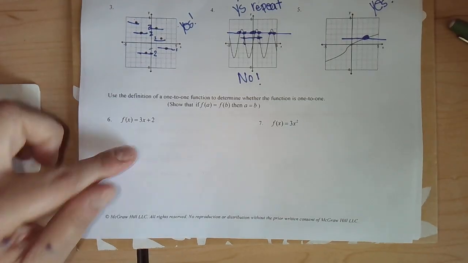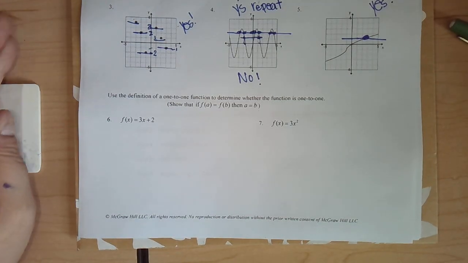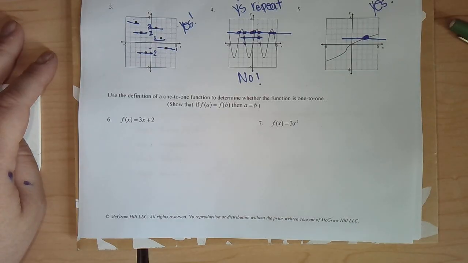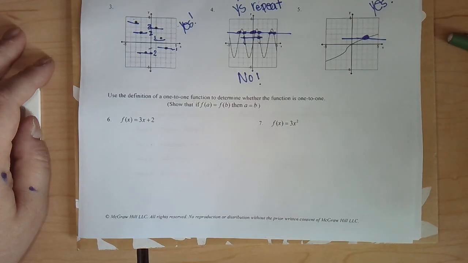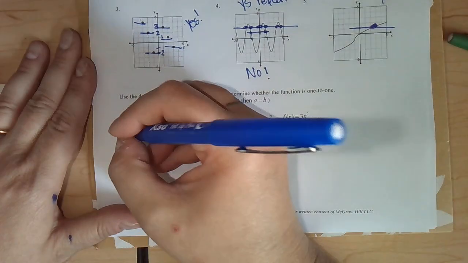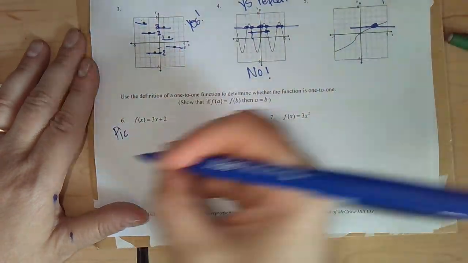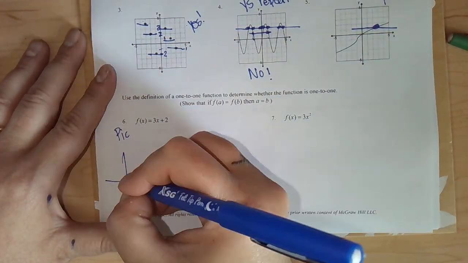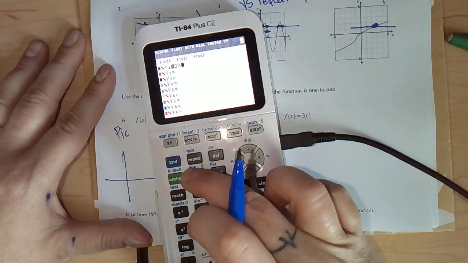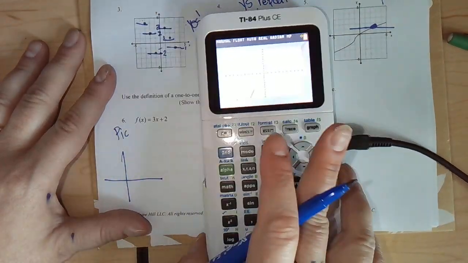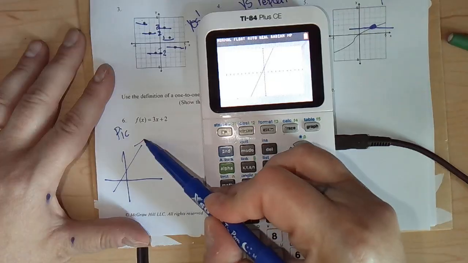Okay, let's look at number 6 and 7. It's the same thing, only now we're talking about equations. We want to tell whether it's 1-to-1. Well, 1-to-1 means there's a different y value for every x value, or we could try and draw the picture. If I try and draw the picture, 3x plus 2 looks like this. If you don't remember how, put it in your calculator, in y equals. And it looks like that.